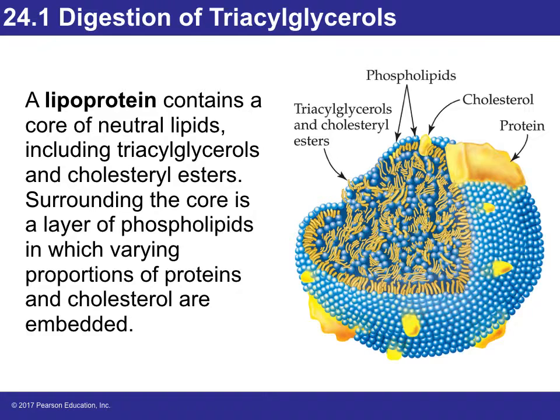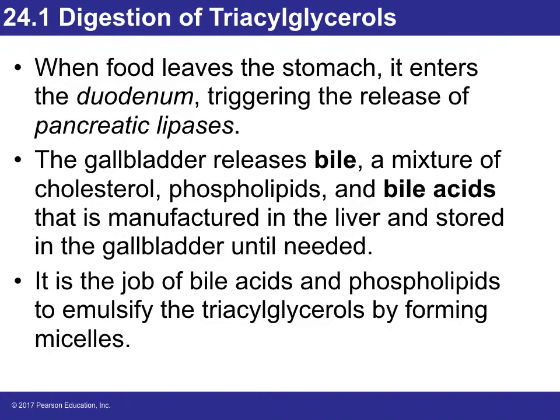When the food leaves the stomach, it goes through the duodenum, triggering the release of pancreatic lipase. Pancreatic comes from the pancreas, and lipase is an enzyme, -ase, that helps with the digestion of lipids. The gallbladder releases the bile that was formed in the liver, a mixture of cholesterol, phospholipid, and bile acids. It's the job of the bile acids and the phospholipid to emulsify those triacylglycerols by forming those micelles.